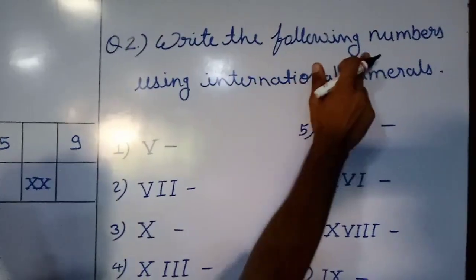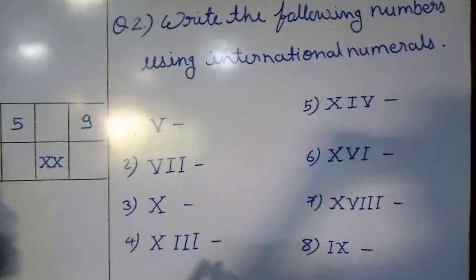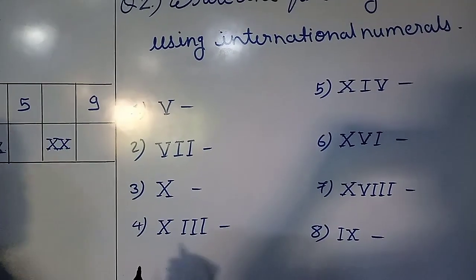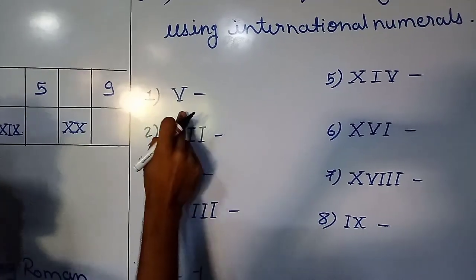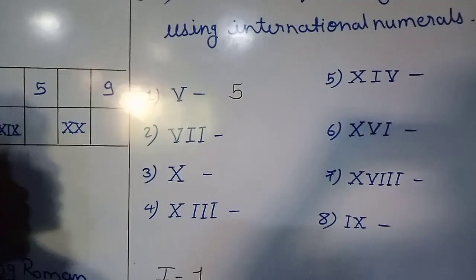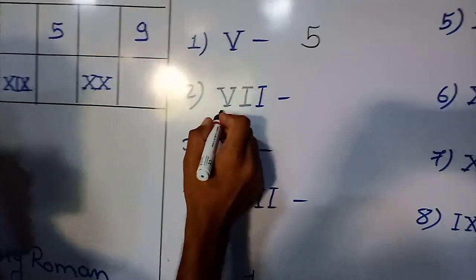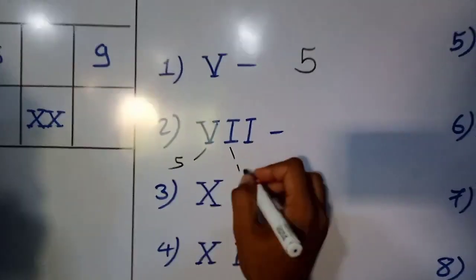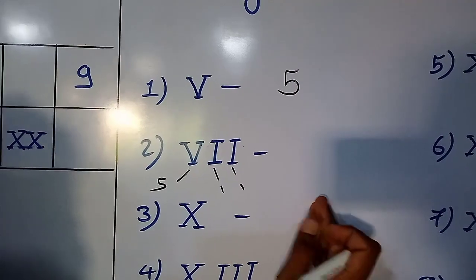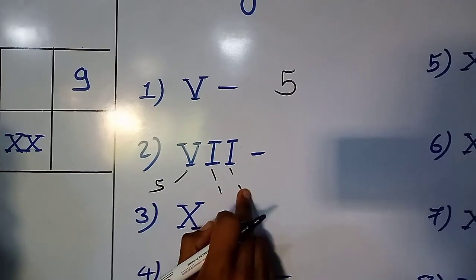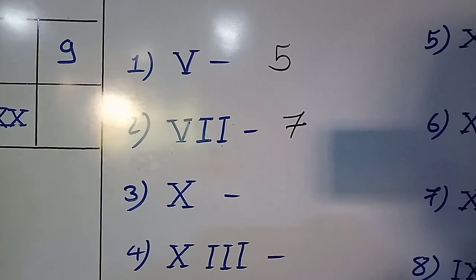Write the following numbers using international numerals. Here we have a few Roman numerals and we are going to convert them into international numerals. We learned the main symbols, those 7. V stands for 5. Then V, I. The value of V is 5 and the value of I is 1. Whenever the smaller value is to the right of the bigger numeral, we add 5 plus 1 plus 1, that is 7. So VII represents the number 7.